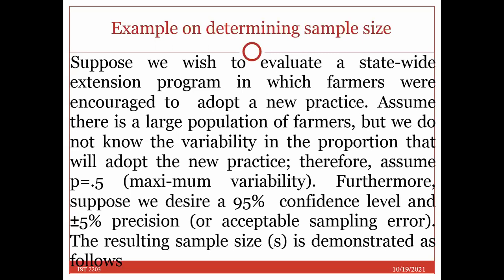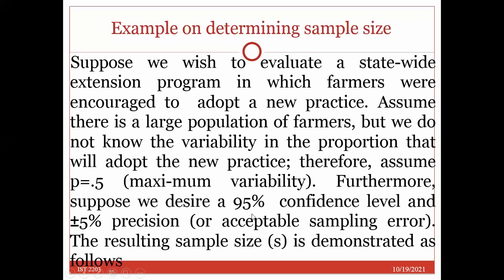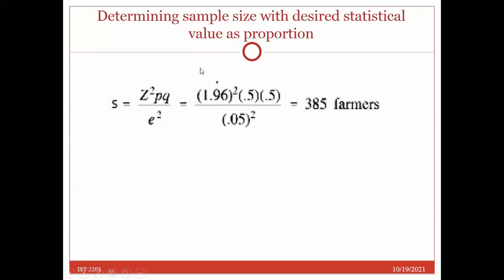Therefore, suppose we desire a 95% confidence level that corresponds to Z and a plus or minus 5 precision that is acceptable error. Then the equation is as follows. I hope that is clear. So this 1.96 came from the 95% confidence level, that is the Z value. 0.5 is P, then 0.5 is Q, 1 minus P, giving you 0.5. Then 0.05 is the error. So you end up with this number of farmers.